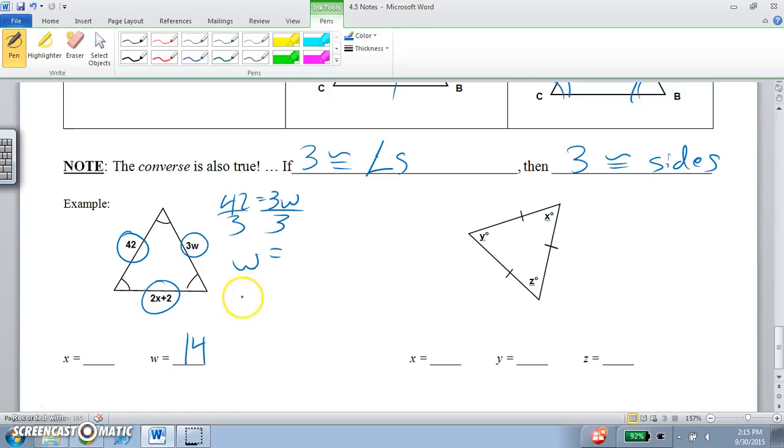And then we would get 42 equals 2x plus 2, subtract 2, 40 equals 2x. When we divide by 2, we would get x equals 20.